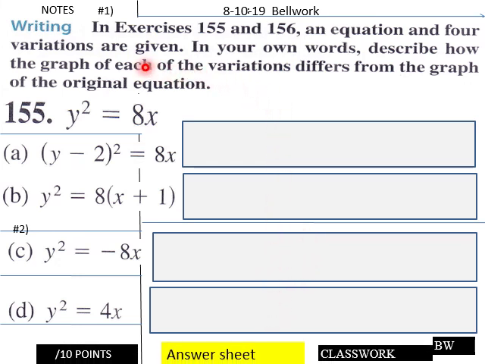An equation and 4 variations are given. So we have this equation here, and we've got 4 variations down here. In your own words, students, describe how the graph of each of these variations differs from the graph of the original. So this is your original. Tell or write how these are different from this graph here, for each one of these variations in these boxes.